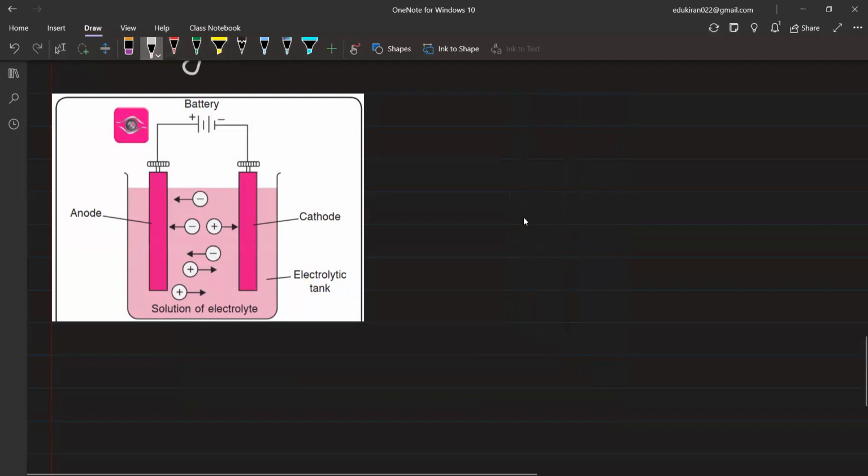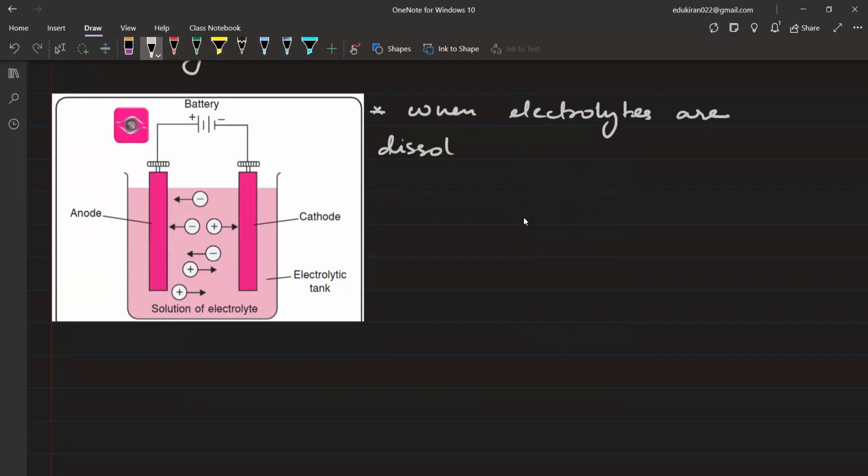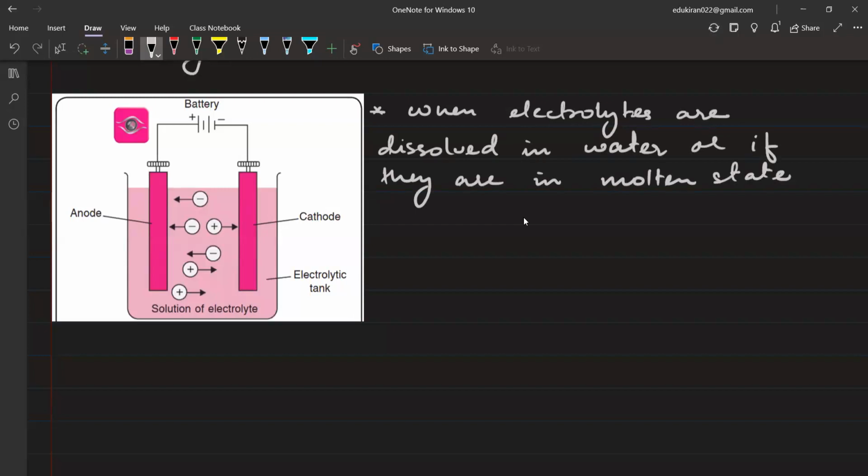Write some points in this way. Please write the first point. When electrolytes are dissolved in water, or if they are in molten state, they split into ions. Write the next point.